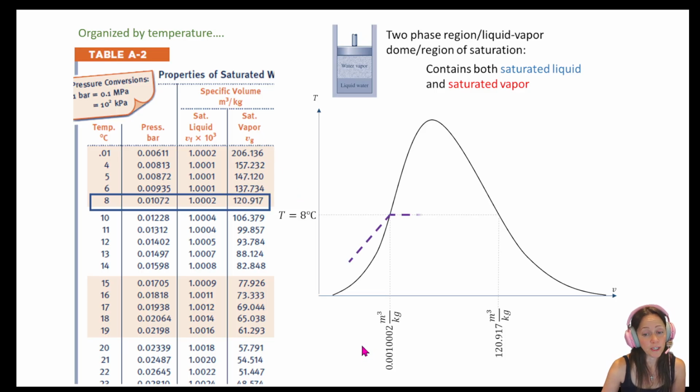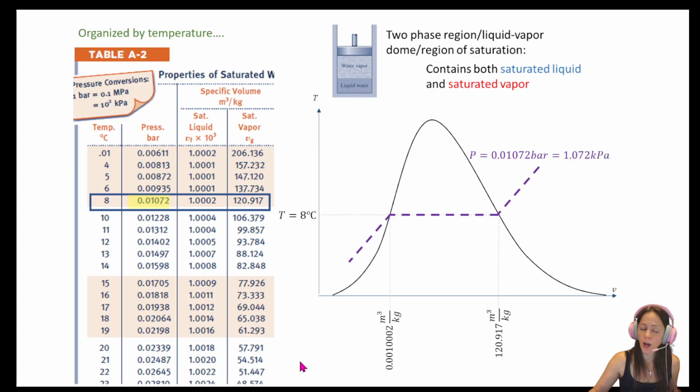Okay. And then if I wanted to draw a line of constant pressure through there, that would be the saturation pressure. Okay. So it's all that stuff. It relates to the T-v and the P-v diagram.